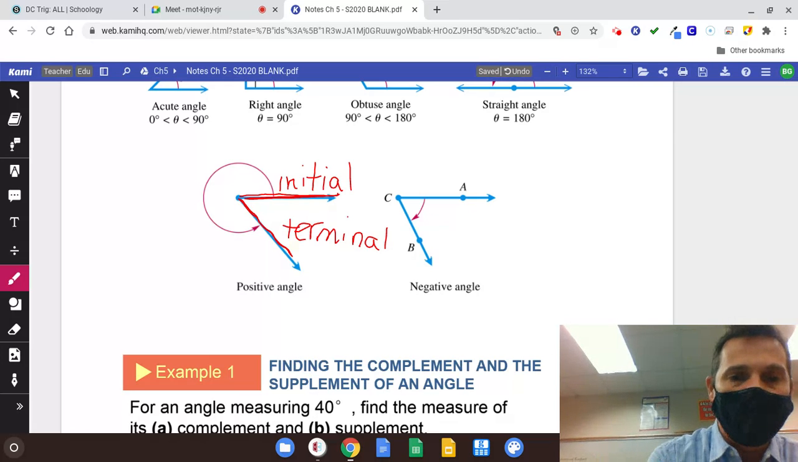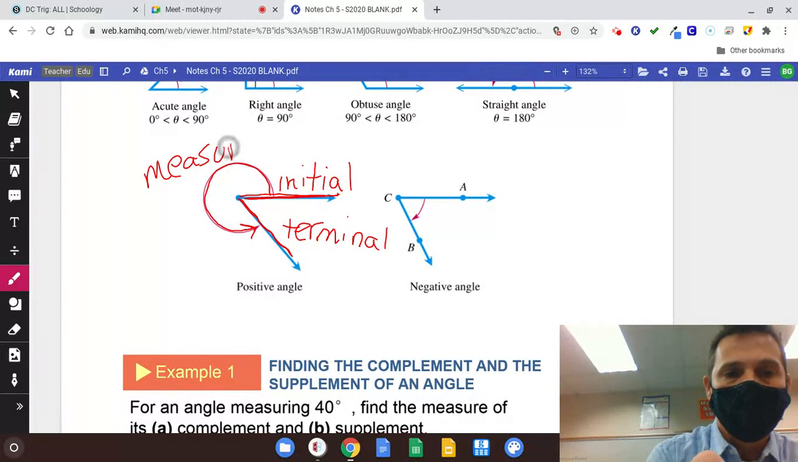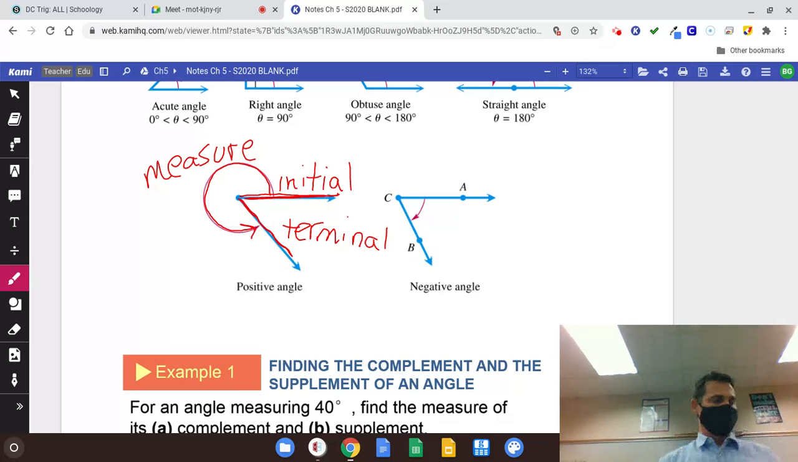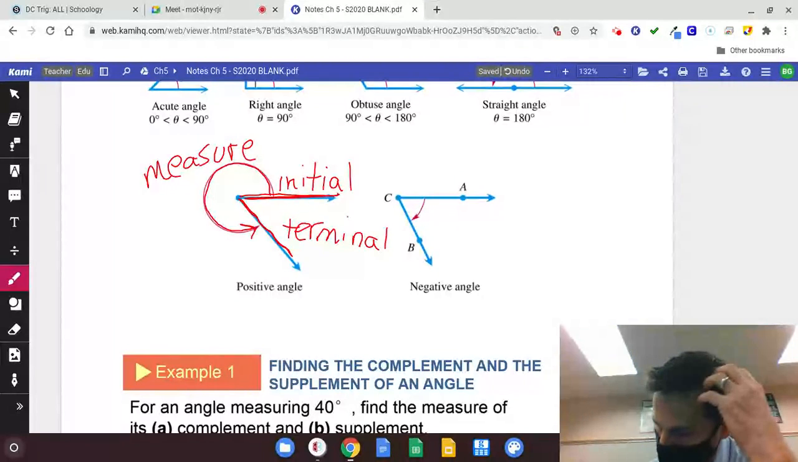And then other than that, there's this arrow. This arrow indicates the angle's measure. So those are your three parts, and you're going to have that pretty much on all of your angles, okay?